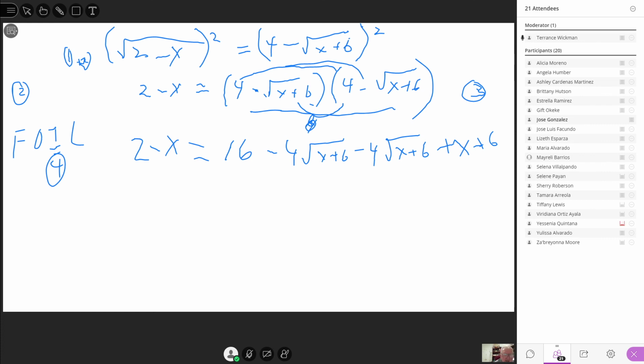The right-hand side. Does everybody understand how I got all the parts on the right-hand side? Can you please go over it again, the FOIL? It's 4 times 4. Yeah, 4 times 4. That's the 2 first parts of each of them.